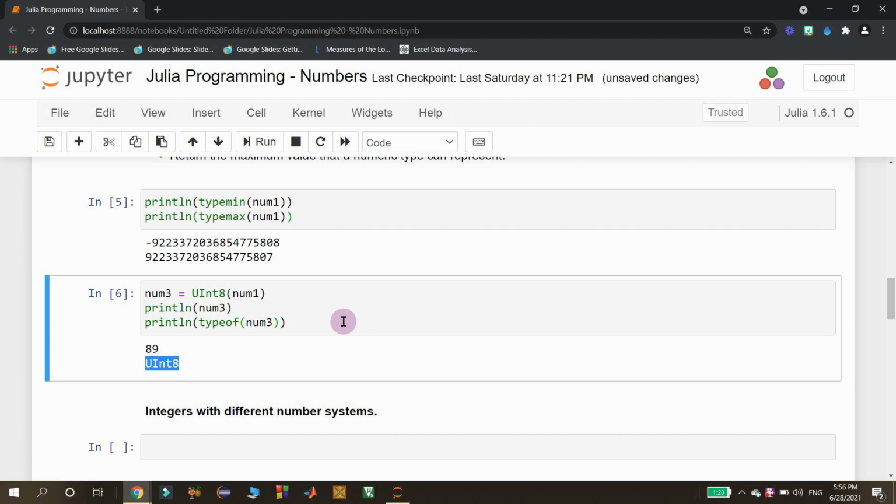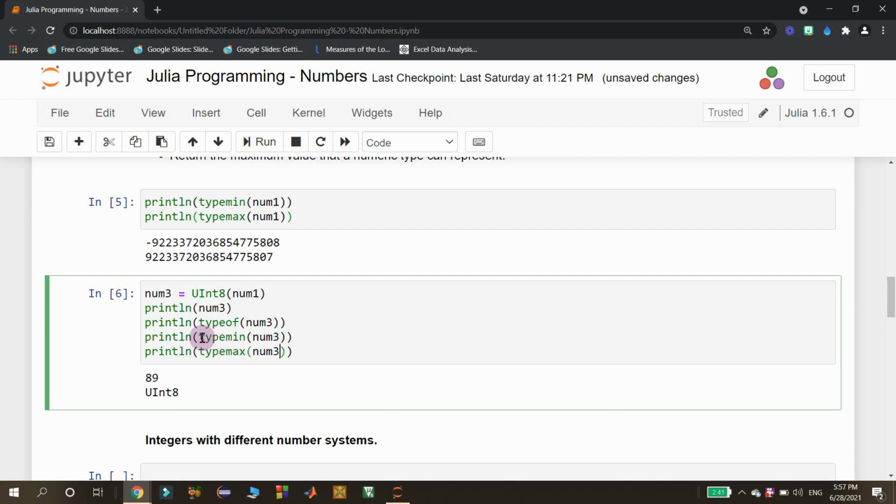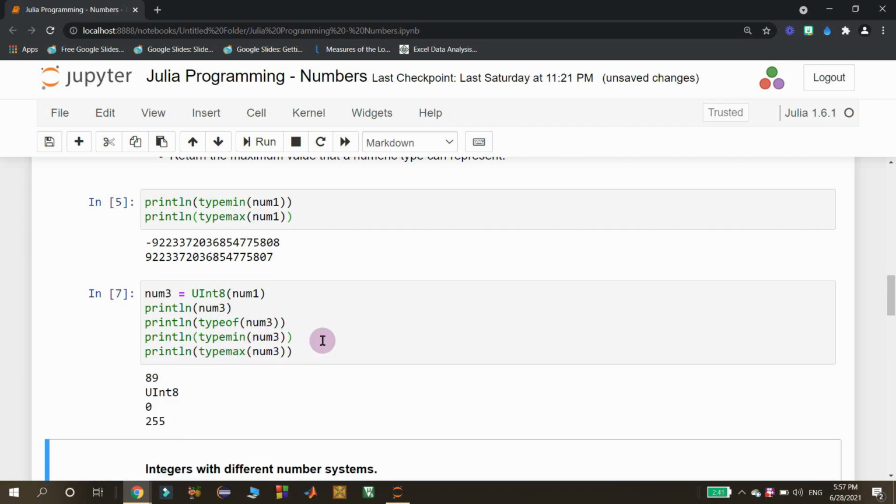Then I am going to display the minimum value that num3 can have and the maximum value that num3 can have. Here I am using typemin and typemax functions with num3 variable. Now I am running this cell again. Then I got 0 as the minimum value that 8-bit unsigned integer can have, where 255 is the maximum value that unsigned 8-bit integer can represent.